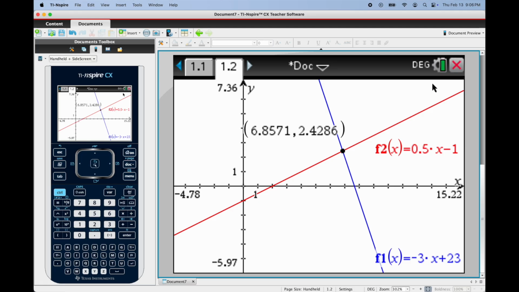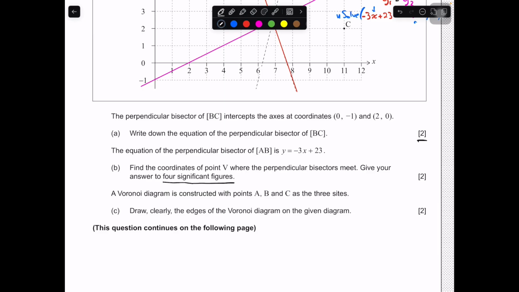Okay, so let's go back to the document for a sec, and actually just reading it here, 6.8571. That's our x value, and this is our y value. So now let's go back to the document, and the coordinates to 4 significant figures will be 6.857, and the other is 2.429. Okay.